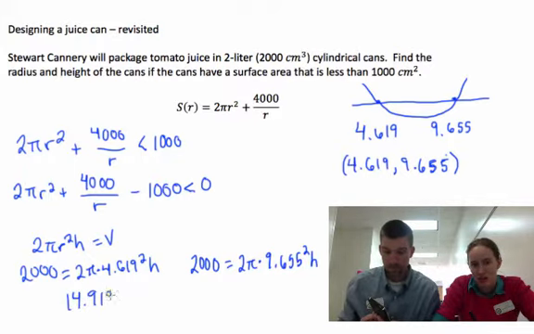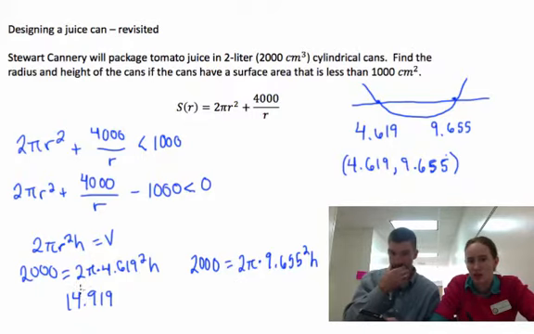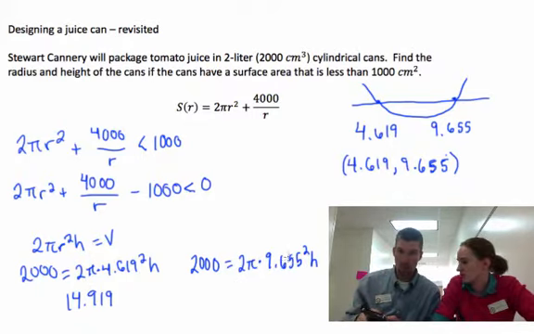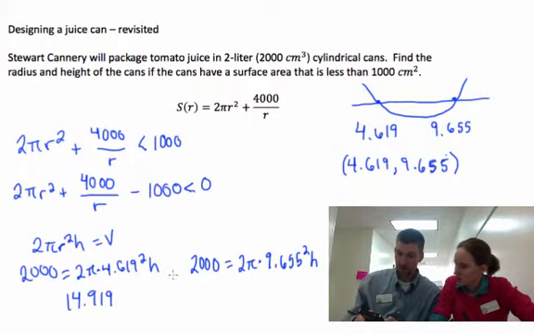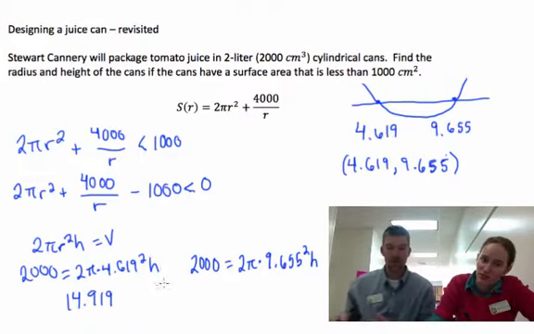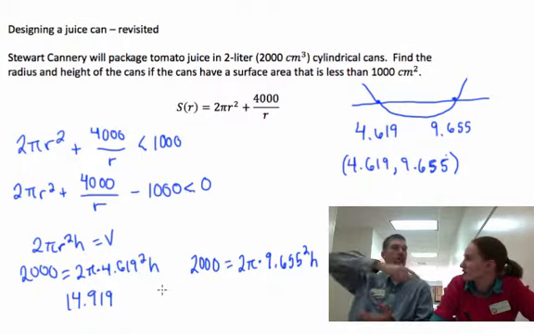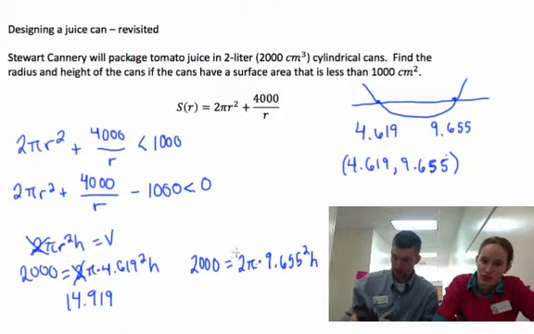14.919. Then, if you put it in all at once, you should just be able to edit what you have and put in 9.655. I feel like something's not right, though. Why did we put 2 in front? The volume of a cylinder is pi r squared h. There's no 2. So I'm going to just do times 2 then.